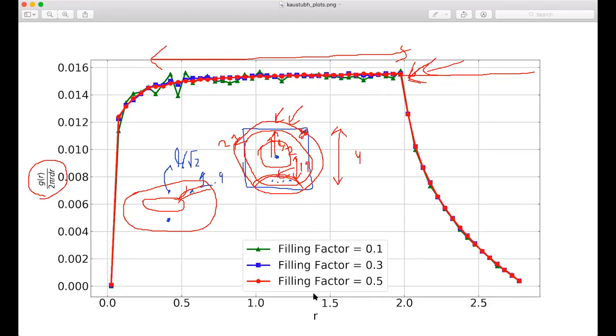That was a straight line which was having a slope. That g(r) is actually a straight line which is having a slope.